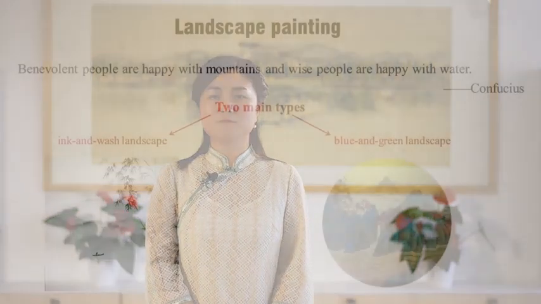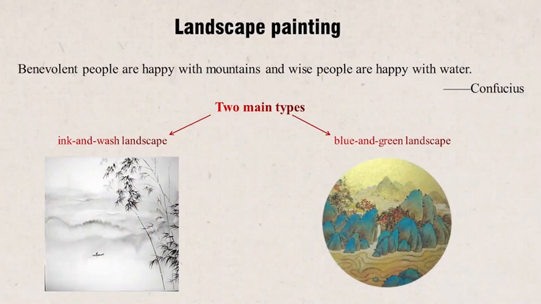Mountains and water are not only scenery, but also related to Chinese philosophy. Confucius said, "Benevolent people are happy with mountains, and wise people are happy with water." Landscape represents people's moral pursuit.